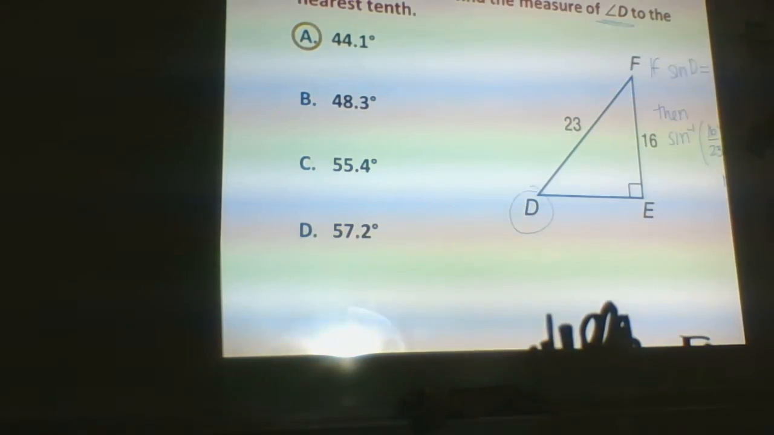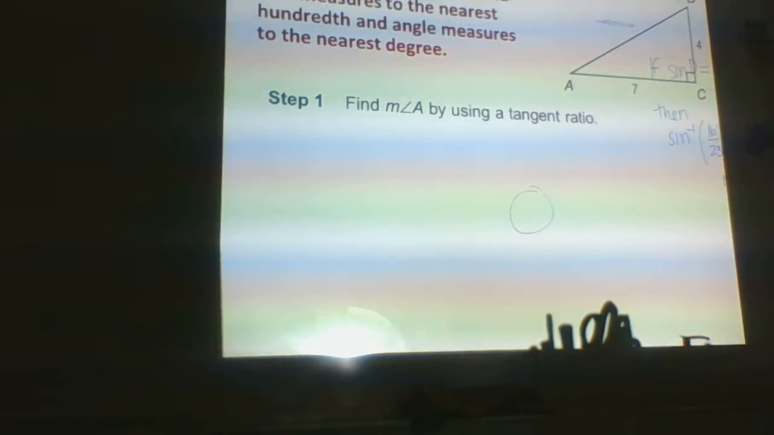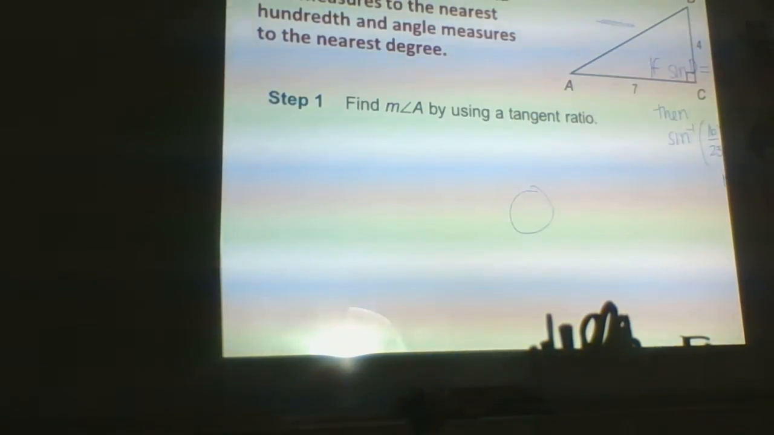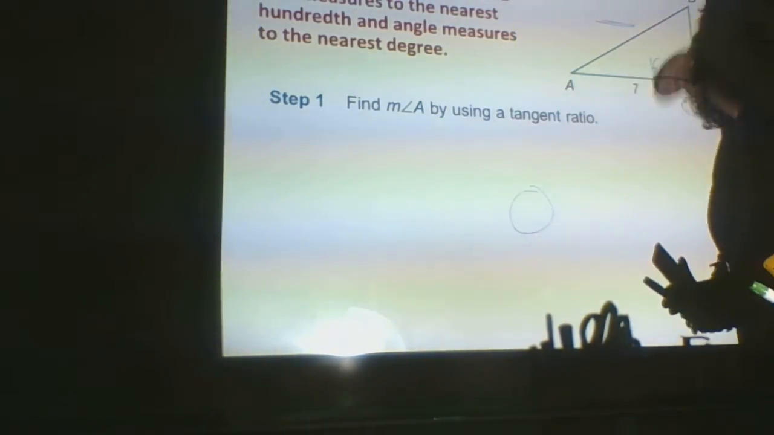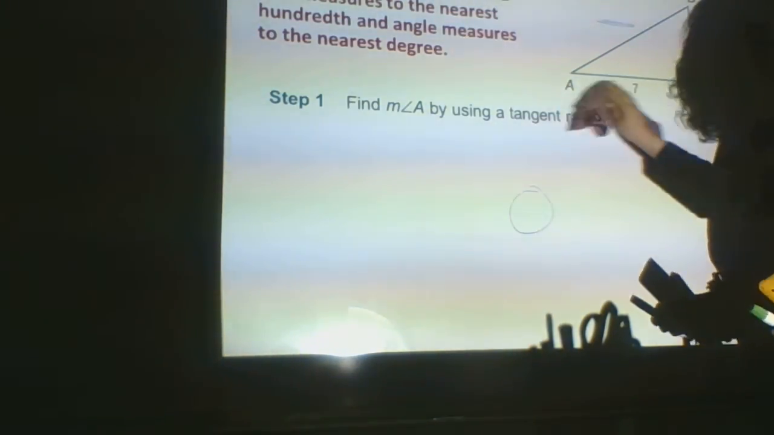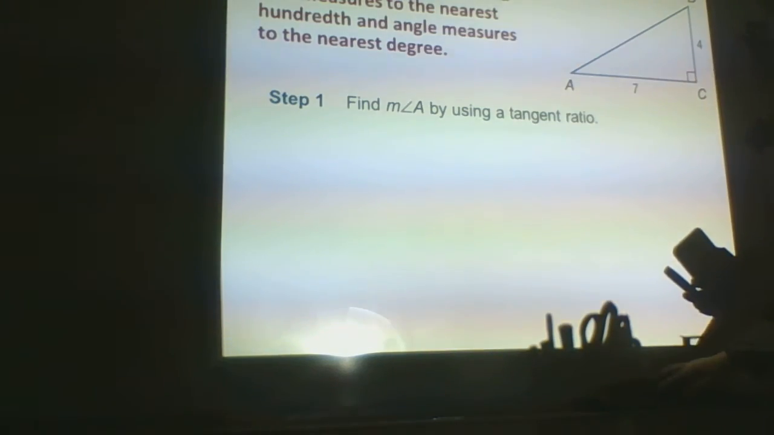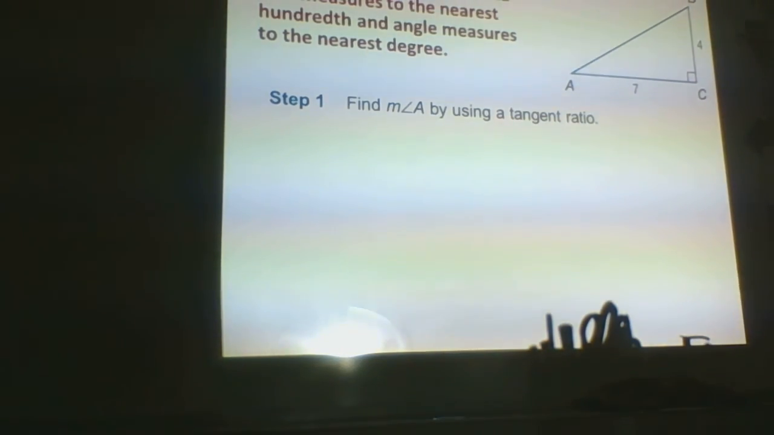Do you have questions on this? Let's practice another one. Well, I told you what you're using on this one, tangent. Go ahead and try this one. How are you going to do this?